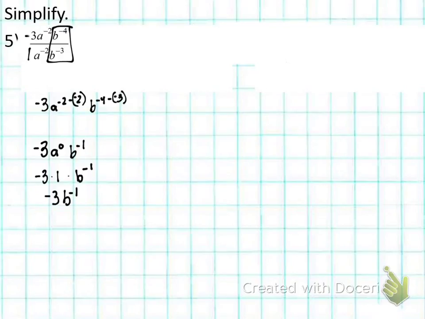We don't like negative exponents, so we're going to keep negative 3 in the numerator and have b to the 1st in the denominator. Since it's the 1, we just leave it alone. So that's your final answer. That's a harder one, right? I showed all the steps. This is showing your work, right?